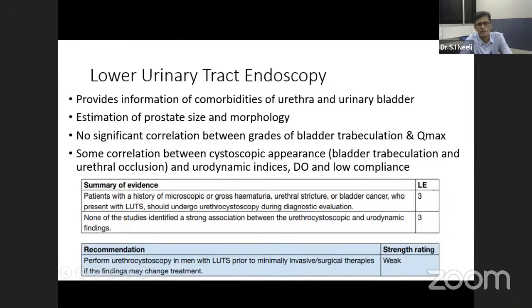However, the trabeculations have very poor correlation with the maximum flow rate. But they have been shown some correlation with urodynamic parameters like detrusor overactivity and low compliance. The more the trabeculations, the higher the chance of having detrusor overactivity as well as low compliance of the bladder. The EAU recommends to perform cystoscopy in men with LUTS prior to minimally invasive or surgical therapies, not as a routine initial evaluation.